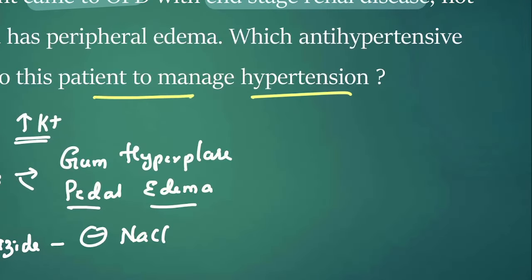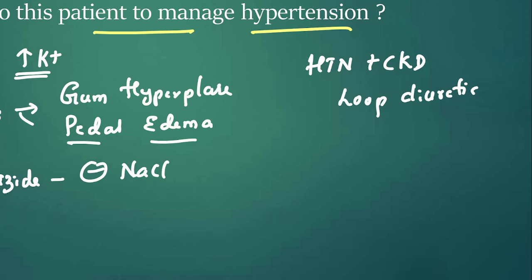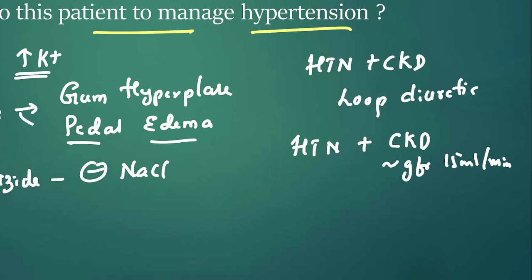So if a patient is having hypertension and CKD, the diuretic that will work is the loop diuretics. The thiazides will not work. Now tell me, suppose a patient has hypertension plus CKD. Let me tell you the GFR is around 15 ml per minute. So which thiazides may work? This was another question asked.